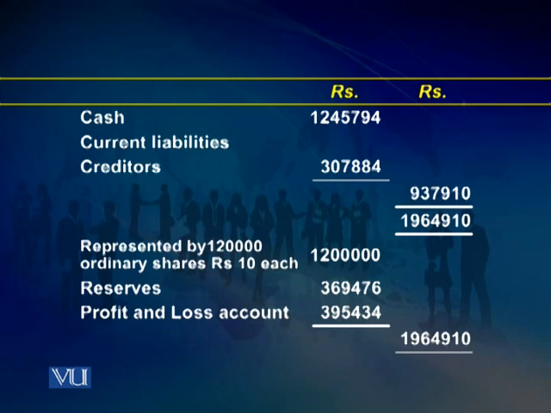The reserves stand at 369,476, and the profit and loss account as calculated in the previous session is 395,434. So this also gives a total of 1,964,910. That's the budgeted balance sheet.